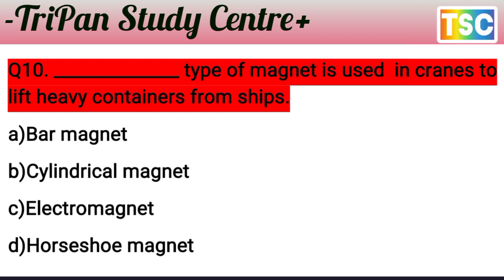The bar magnet is a simple magnet, and B, cylindrical magnet. Yes, it is correct here. Cylindrical magnet type of magnet is used in cranes to lift a heavy container from the sea. Cylindrical magnet is correct. Option B is correct for this question.